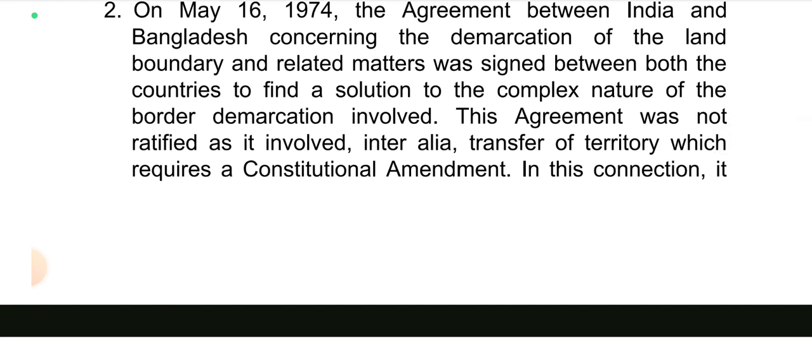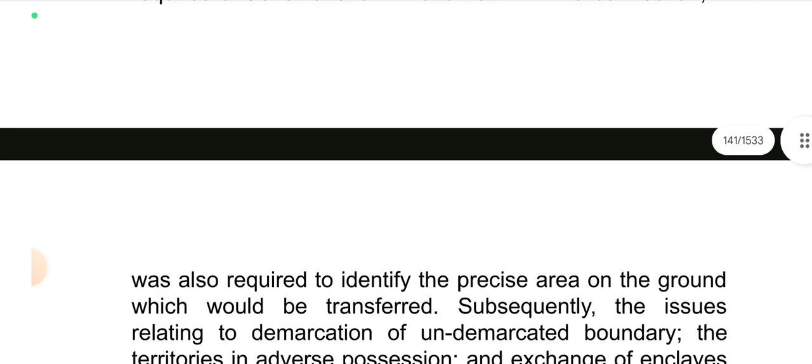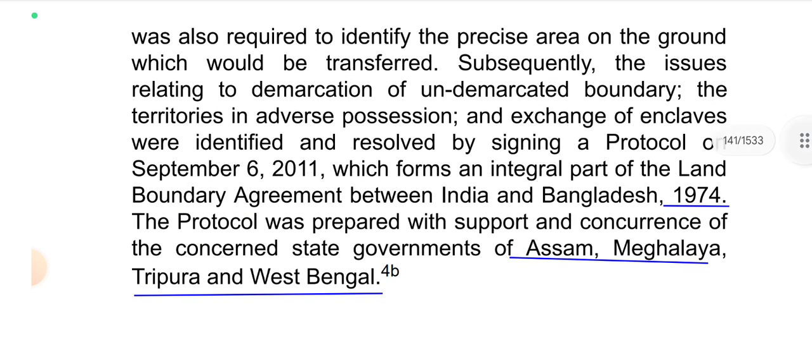On May 16, 1974, the agreement between India and Bangladesh concerning the demarcation of the land boundary and related matters was signed between both the countries to find a solution to the complex nature of the border demarcation involved. This agreement was not ratified as it involved, inter alia, transfer of territory, which requires a constitutional amendment. In this connection, it was also required to identify the precise area on the ground which would be transferred.